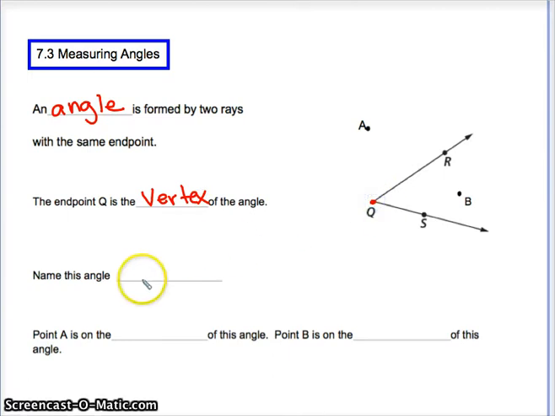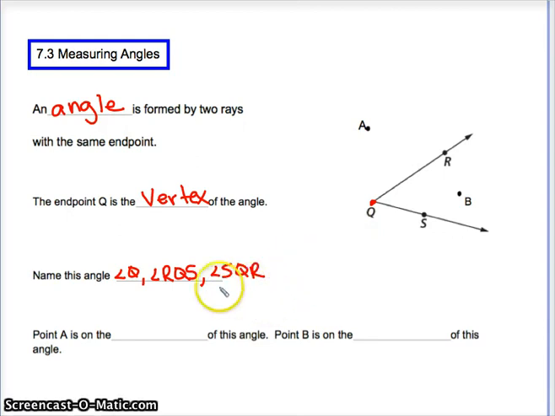That becomes our vertex. Now, to name this angle, we could call the angle simply by its vertex, and we could say this is angle Q. But when there are multiple angles right next to each other, we've got to be more specific than that. So to name the angle more accurately, we'll pick a point on one side and then include the vertex, and then pick a point on the other side. So another name for this angle could be angle RQS, or we could flip it around and say angle SQR.